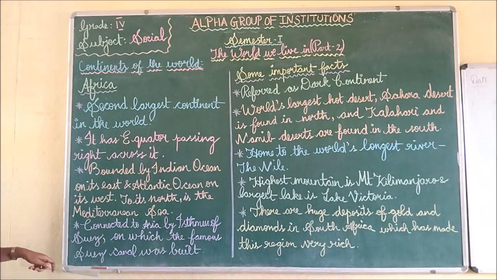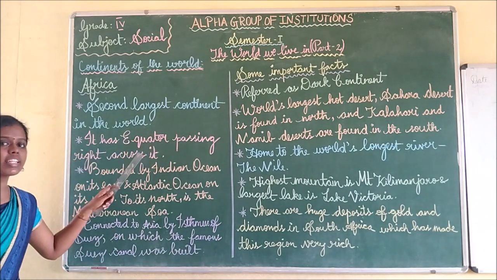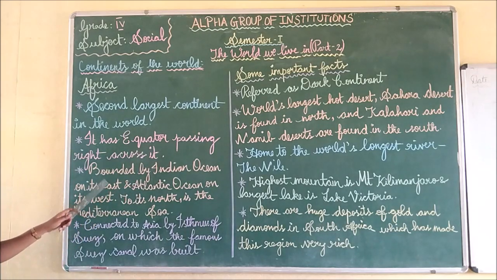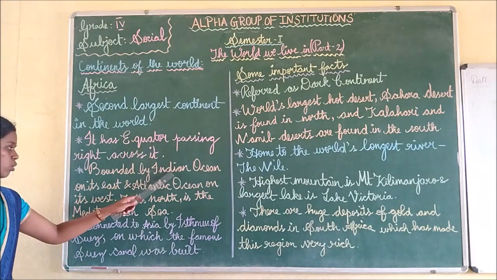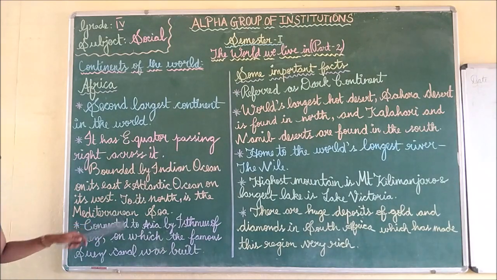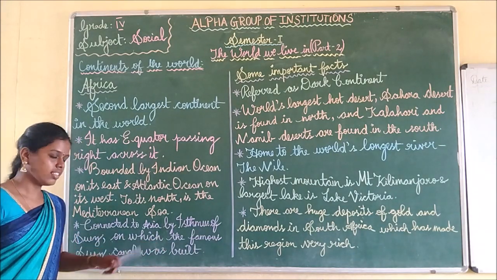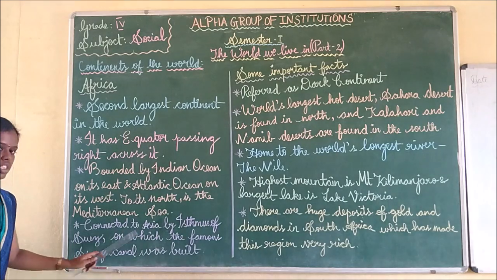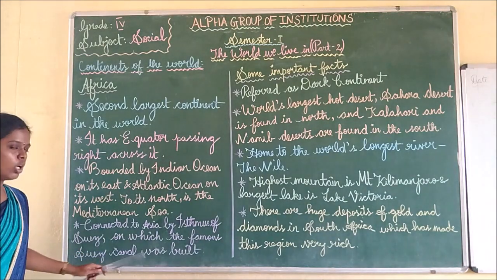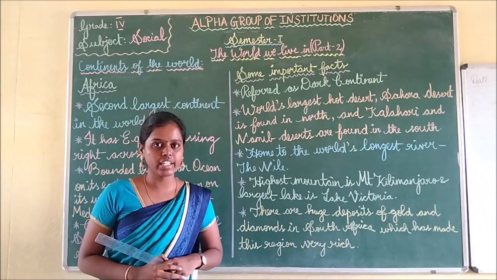So this is an introduction for Africa. It is the second largest continent in the world. It has the equator passing right across it. It is bounded by the Indian Ocean on its east and the Atlantic Ocean on its west. To its north is the Mediterranean Sea. And Africa and Asia are connected by the Isthmus of Suez, on which the famous Suez Canal was built. Children, this is a brief content about Africa.